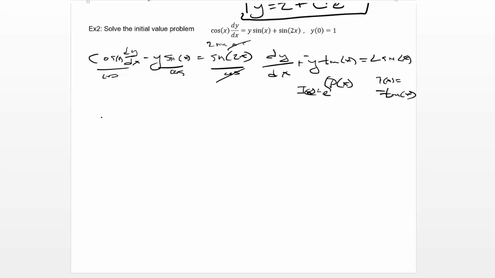So we need to figure out what is e to the integral of p of x, or e to the antiderivative of minus tangent, or minus the integral of tangent. The integral of tangent is not a standard antiderivative. You may recognize it from a previous course. If not, we can figure it out on the fly. This is the antiderivative of sine over cosine.